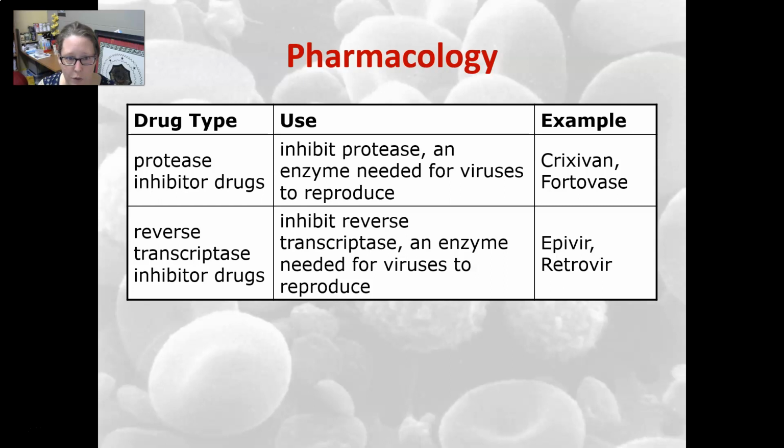And then your reverse transcriptase inhibitor drugs inhibit reverse transcriptase, which is an enzyme that is needed for viruses to reproduce, like Epivir and Retrovir, and these are also used for HIV. Most of the drugs that target viruses have been developed for HIV, and there are also some that have been developed for flu, but we don't have a lot against viruses.